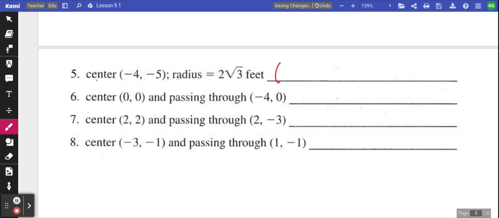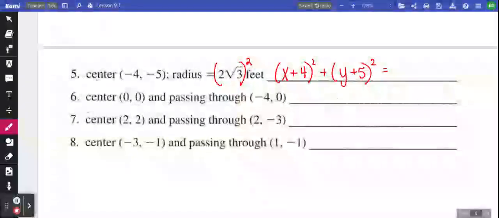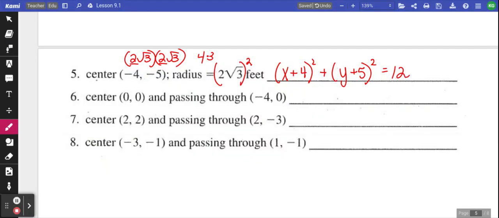Now we're back to writing the equation of a line. So I have x minus negative 4, so that turns into x plus 4, plus y minus negative 5. And when I square this whole thing, we have to go back to our rules about squaring. Whenever you square something, it means to multiply that thing by itself. So 2 times 2 gives me 4. Square root of 3 times the square root of 3 gives me just 3. And 4 times 3 is 12.